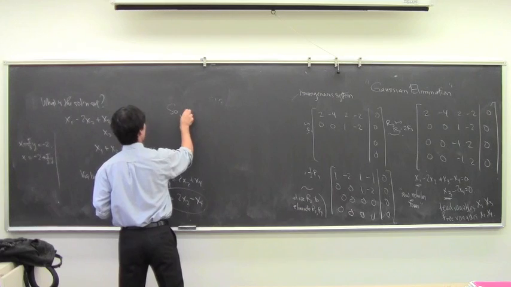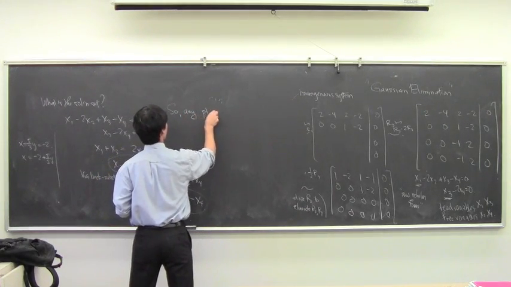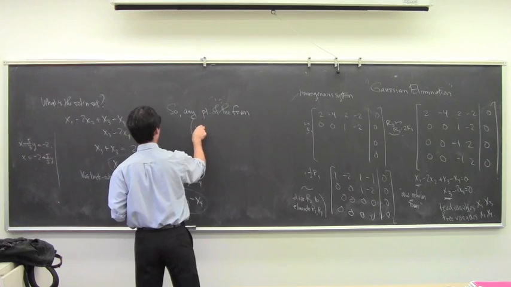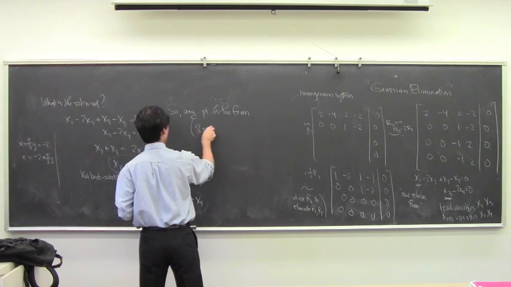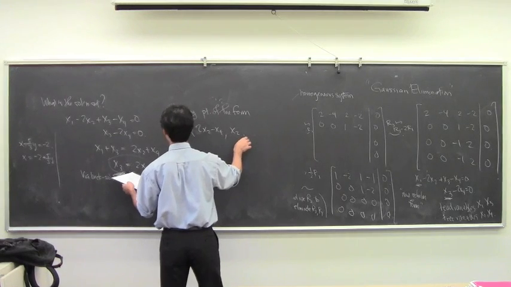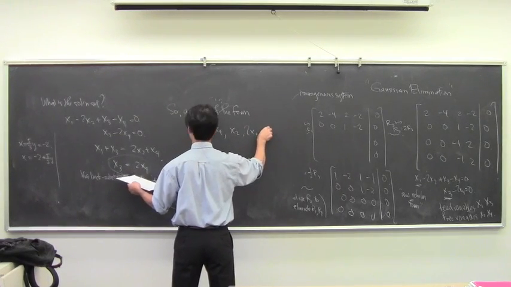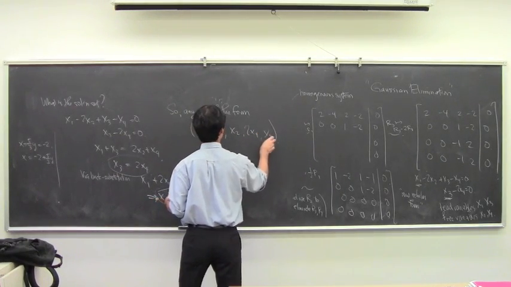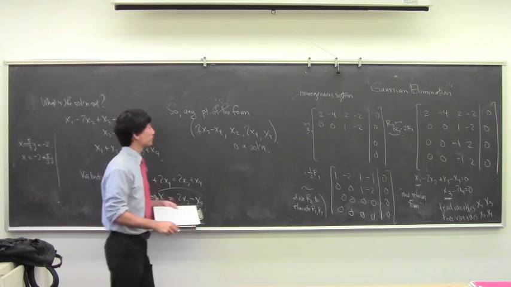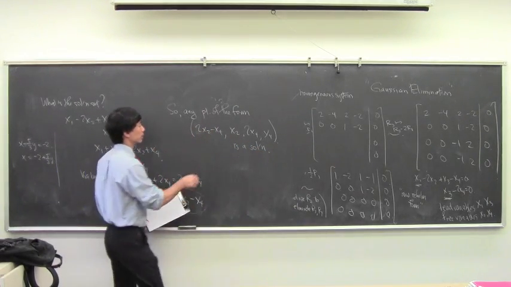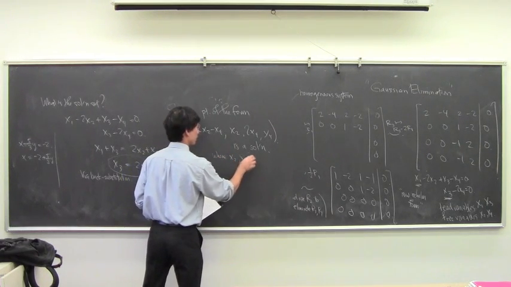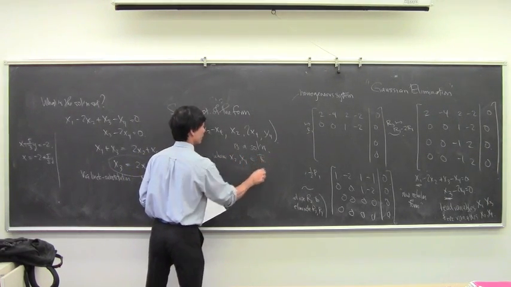So any point of the form (2x2 minus x4, x2, 2x4, x4) is a solution, where x2 and x4 can be any numbers.